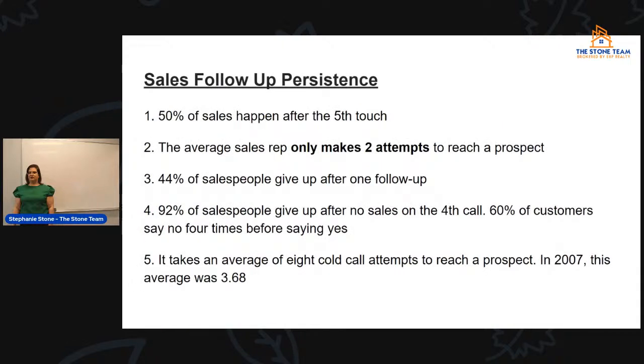I'm talking about the persistence. We talked about the early and persistent bird gets the worm. So early, previous slide, persistence. Like we talked about, 50% of sales happen after touch number 5. So if you're quitting after 1, 2, 3, or 4, you're planning to fail. The average sales rep makes only 2 attempts to reach a prospect. Again, 44% of salespeople give up after that first follow-up. 92% of salespeople give up after no sales on the 4th call.